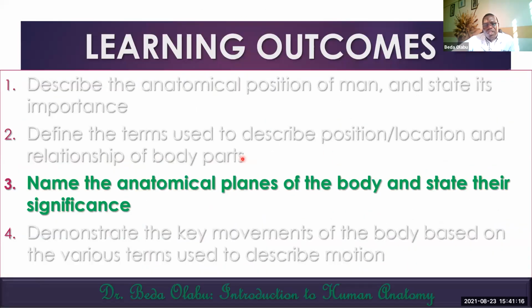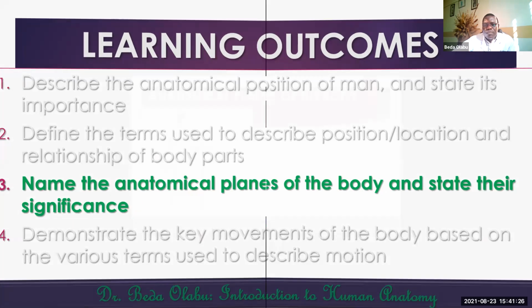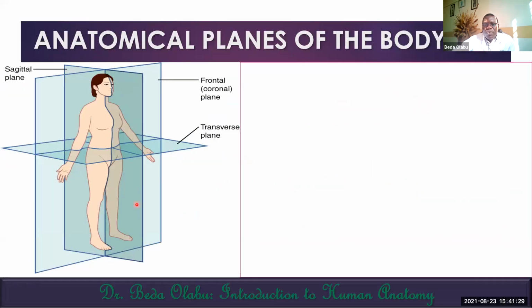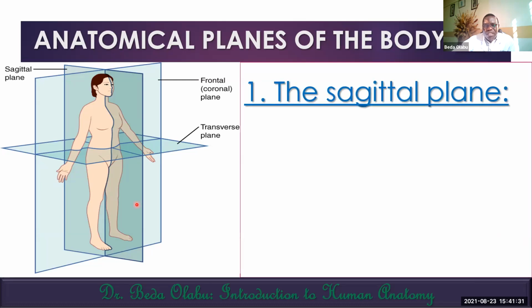Good, we're done with the second objective. Now I want us to look at the third objective, where we are going to familiarize with body planes. There are three planes in the body that I want to describe. The first one is a sagittal plane. The sagittal plane is a plane that splits the body into right and left part. For example, if you look at my video, the plane that splits me this way into a right and a left part, that plane is considered the sagittal plane.